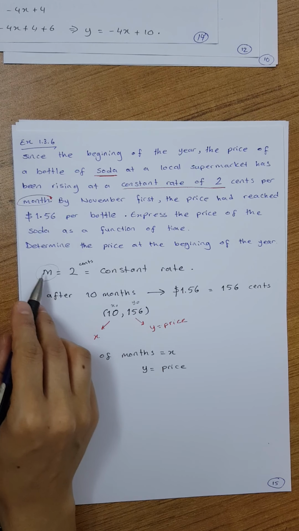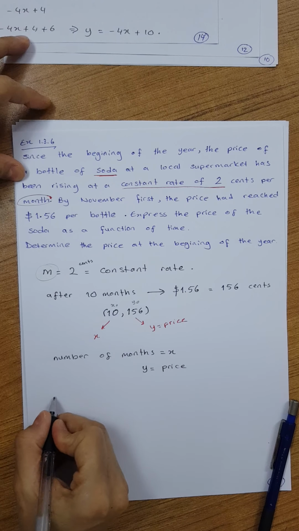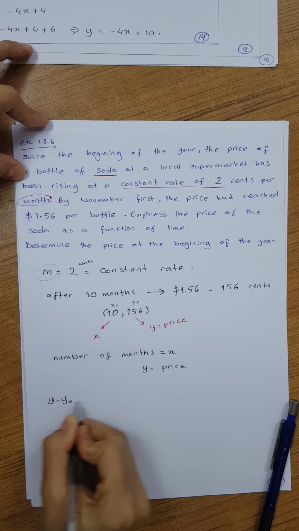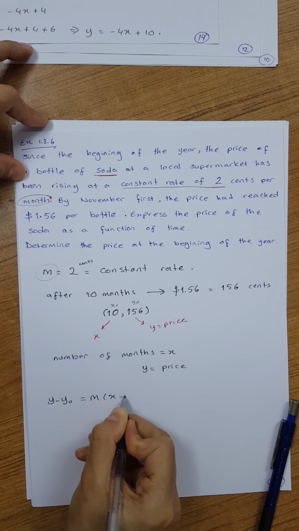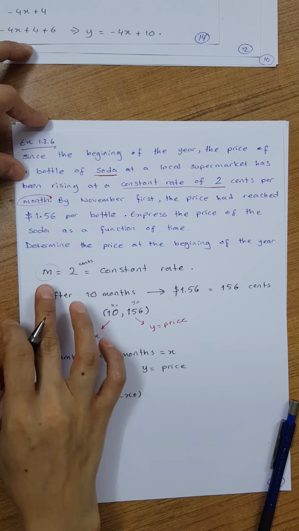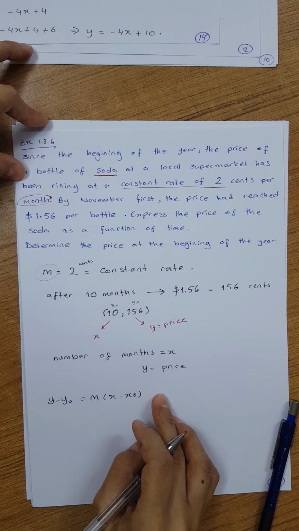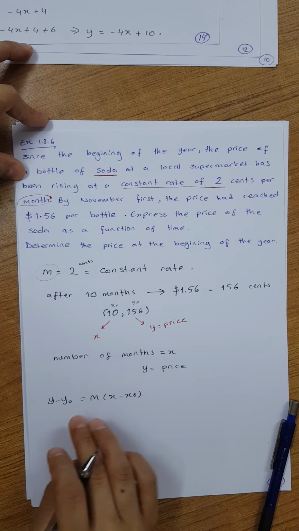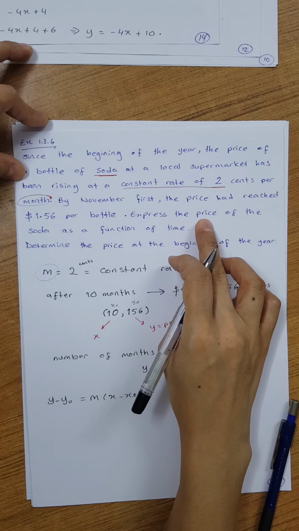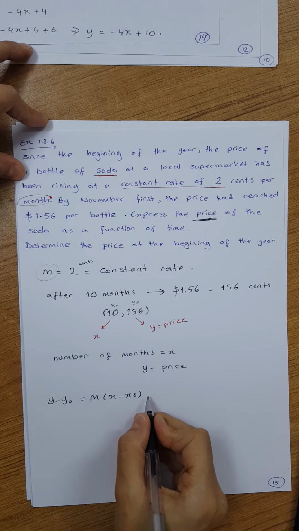Since I have got a point and M, I can simply find that relation as Y minus Y naught is equal to M times X minus X naught, because I know that there's a relation when I have got M and a point. I can use that relation to find the equation of a line. That equation of a line will express the price of the bottle of soda as a function of time.